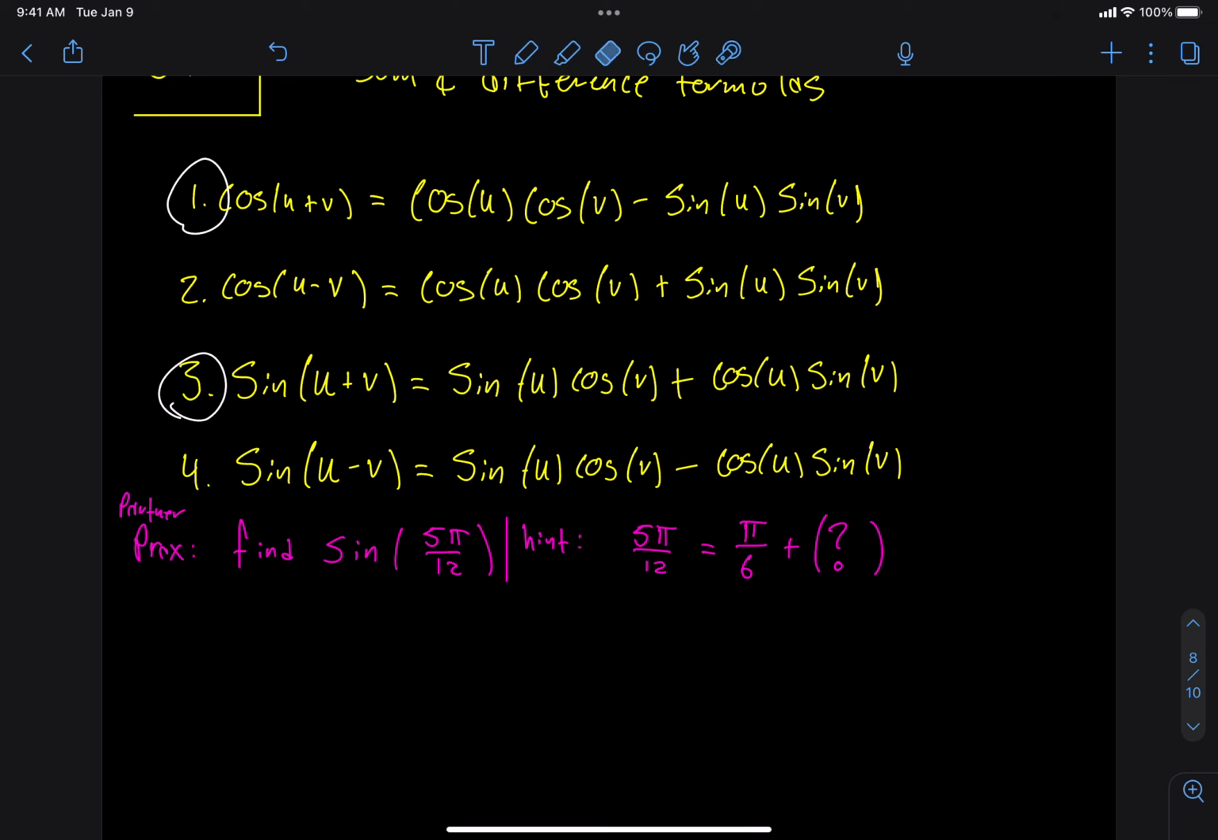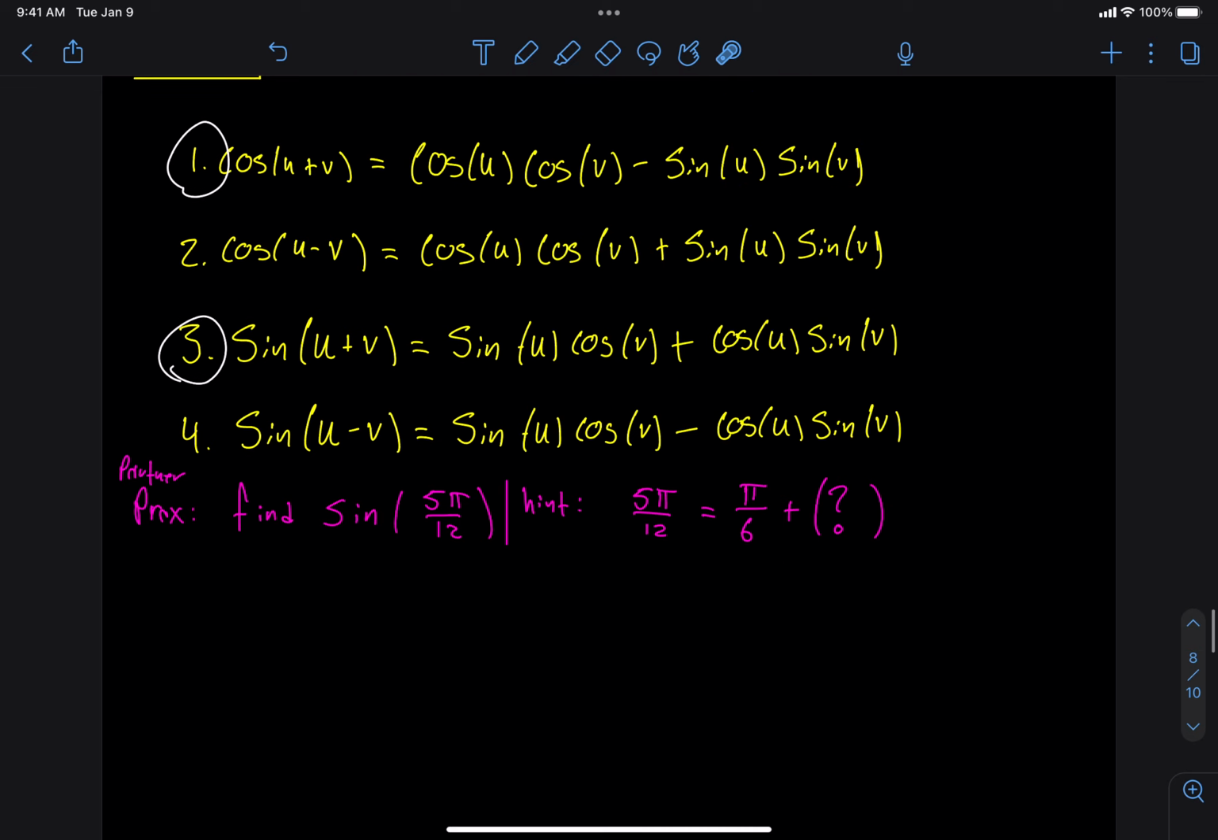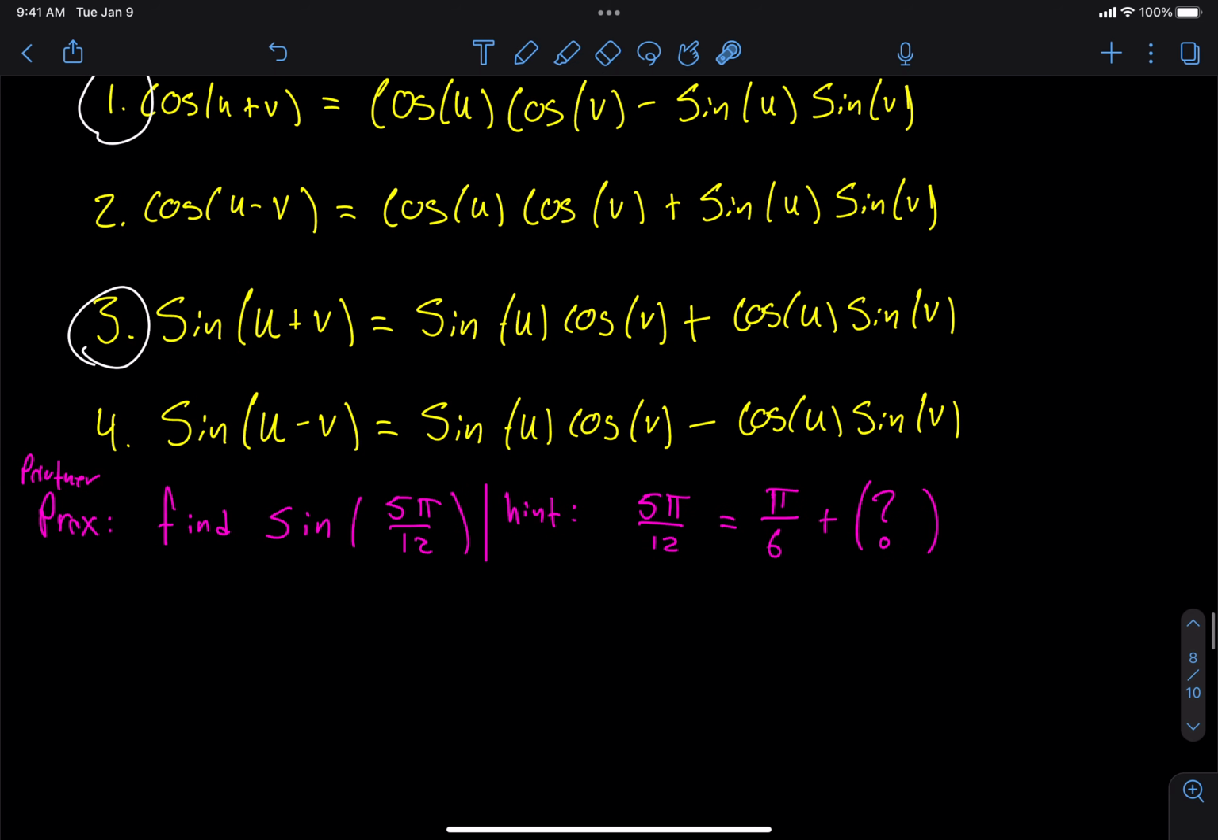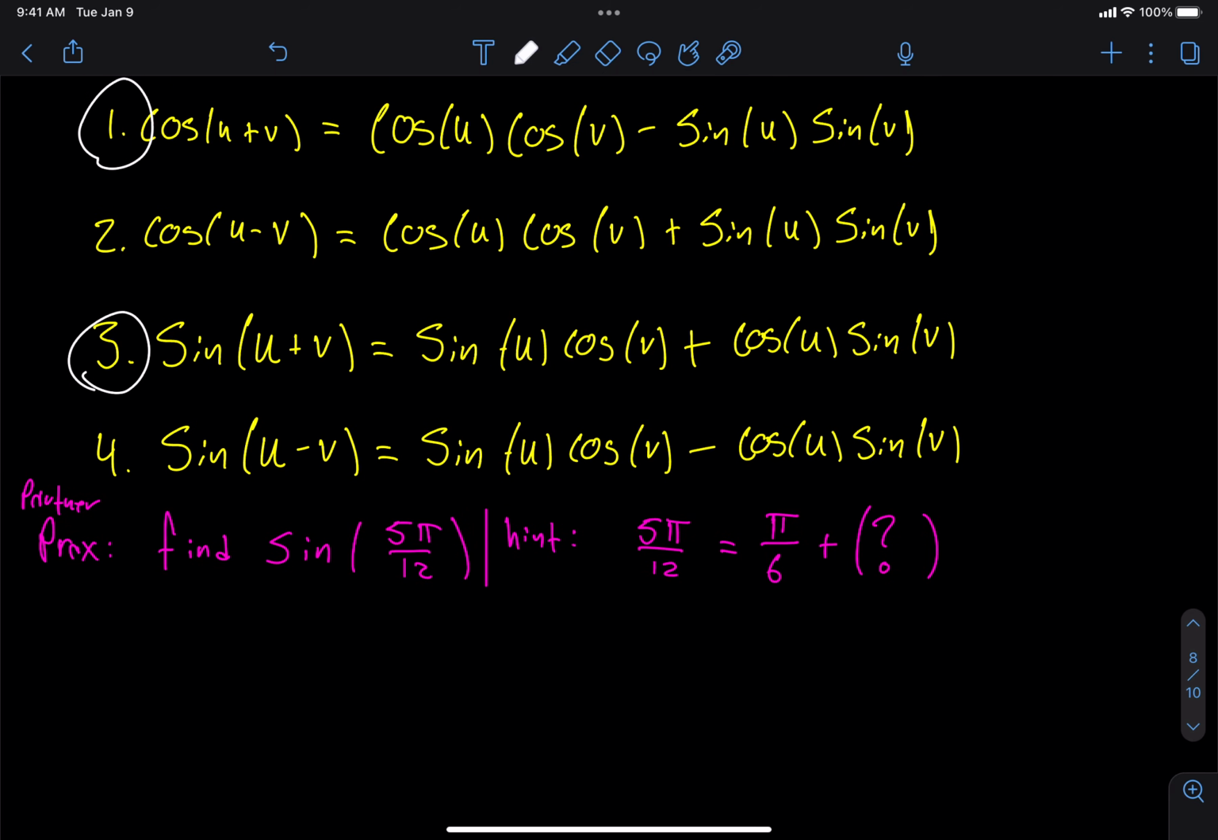Anyways. Cosine of a sum can be written as a difference: cosine of u times cosine of v minus sine of u times sine of v. So let me show you a quick example that was gonna be a partner practice. Okay, that was gonna be a partner practice, but I wanna work on it instead together as a class. So our goal is to find something like this, sine of 5 pi over 12.